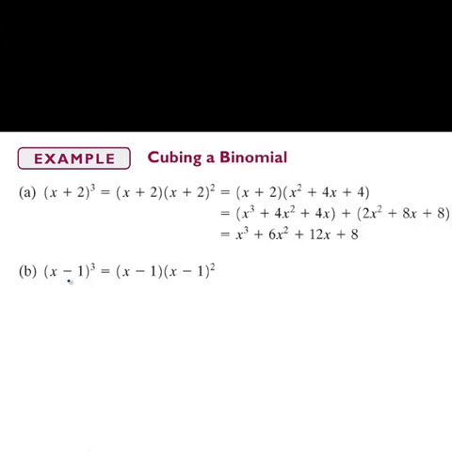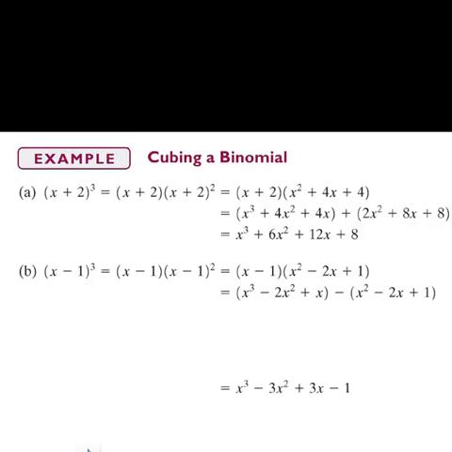Or you have x minus 1 cubed is equal to x minus 1 times x minus 1 squared. FOIL out the x minus 1 squared, and then multiply out the x minus 1 times x squared minus 2x plus 1. Just like we did already. Combine like terms.